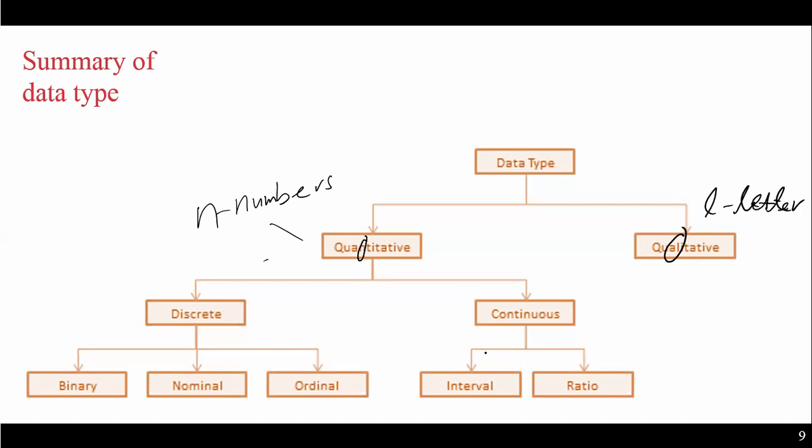Now, for continuous, the numbers are sometimes in an interval form. When we talk about interval, meron siyang decimal. But not all continuous data are in decimal form lang ha. Continuous could be in whole number or in decimal form. All right, so this is the summary of the data type. Now let's proceed to the next one.